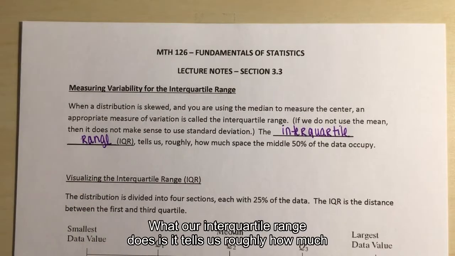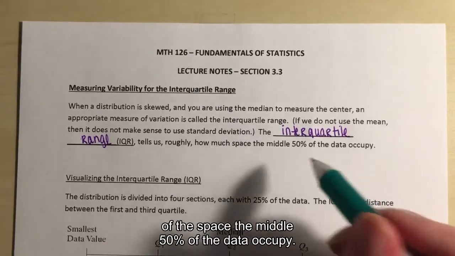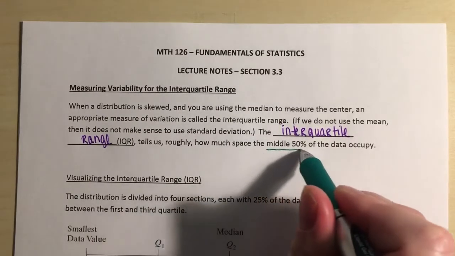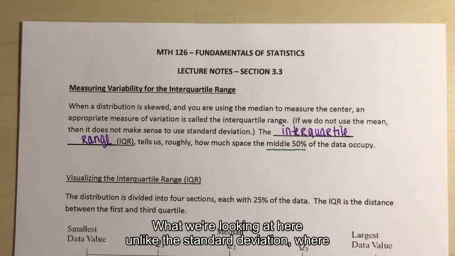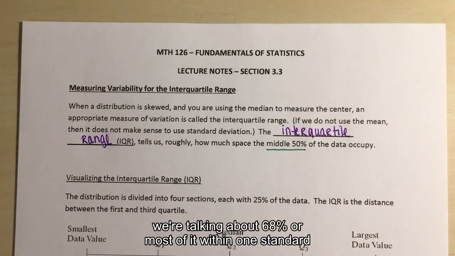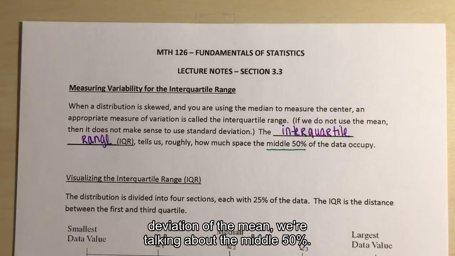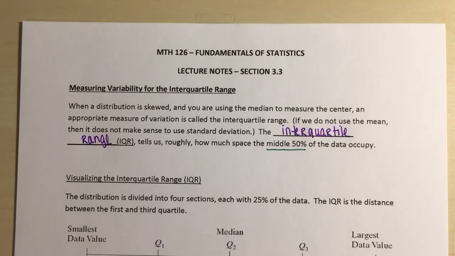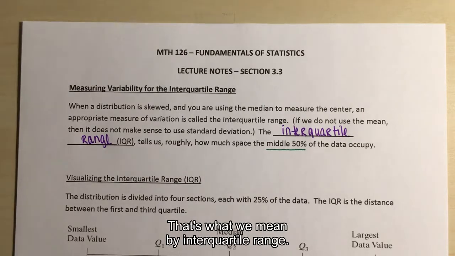What our interquartile range does is tell us roughly how much of the space the middle 50% of the data occupy. Unlike the standard deviation, where we were talking about 68%, or most of the data, within one standard deviation of the mean, we're talking about the middle 50%. So that's what we mean by our interquartile range.